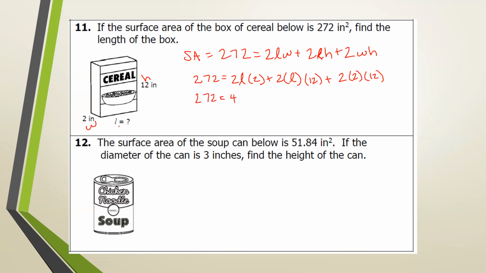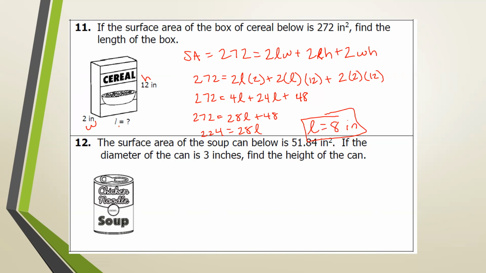2 times 2 is 4, so I've got 4L. 2 times 12 is 24. 2 times 2 is 4, times 12 is 48. Combine your like terms: 28 times the length plus 48. Subtract 48 from both sides and divide both sides by 28. So the length here was 8. That length, units, is just inches. So the length was 8 inches.